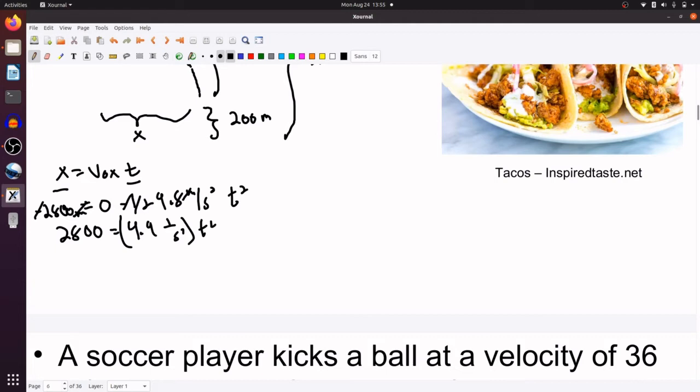So 2,800 divided by 4.9, raise that to the half power. It will have a lofty air time of 23.9 seconds.